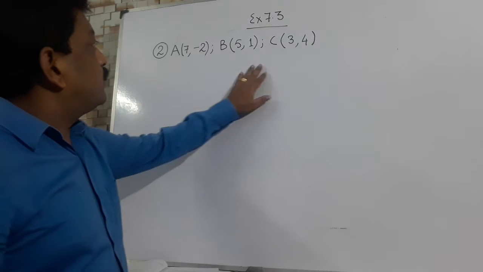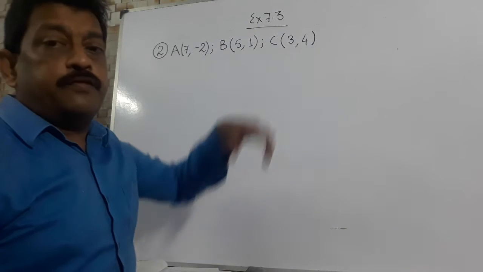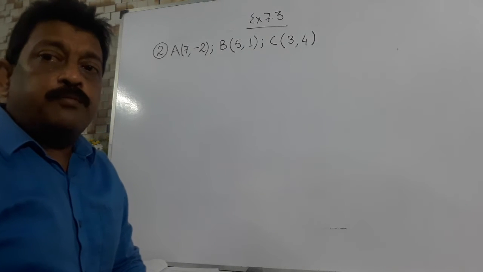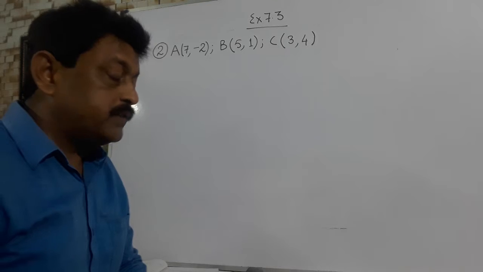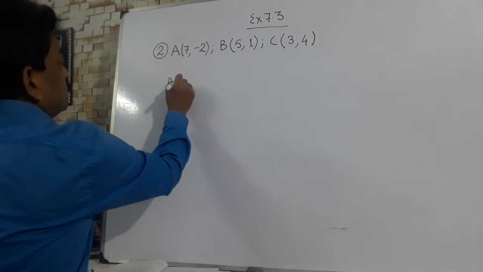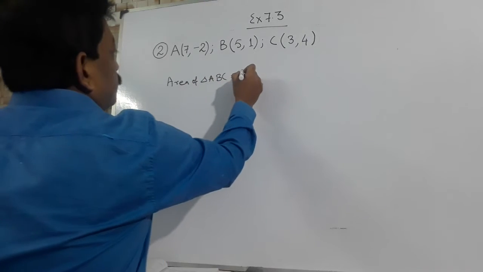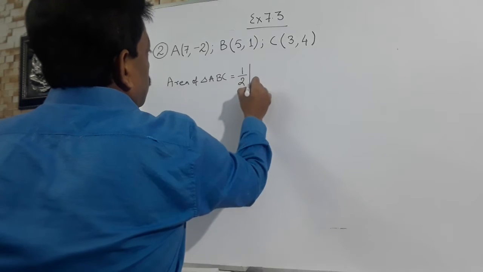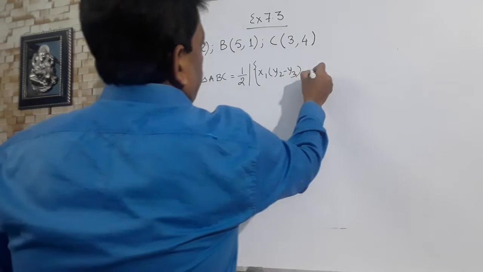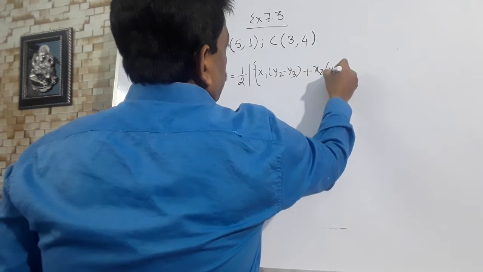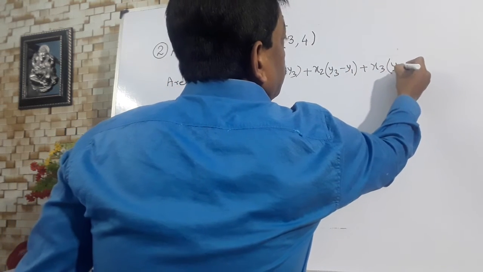These are the 3 points given to us. A, whose coordinate is 7 minus 2, B is 5 1, and C is 3 4. We have to check whether these 3 points are collinear or not. So we have to find the area of the triangle. Let us check what is the area. Area of triangle ABC equals to half modulus x1 y2 minus y3 plus x2 y3 minus y1 plus x3 y1 minus y2.